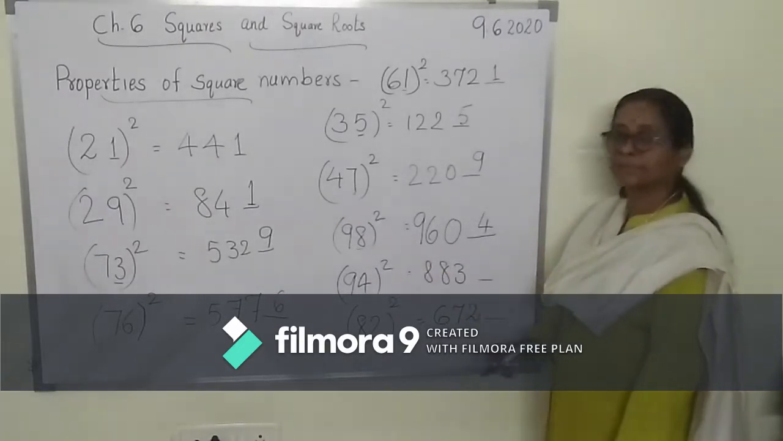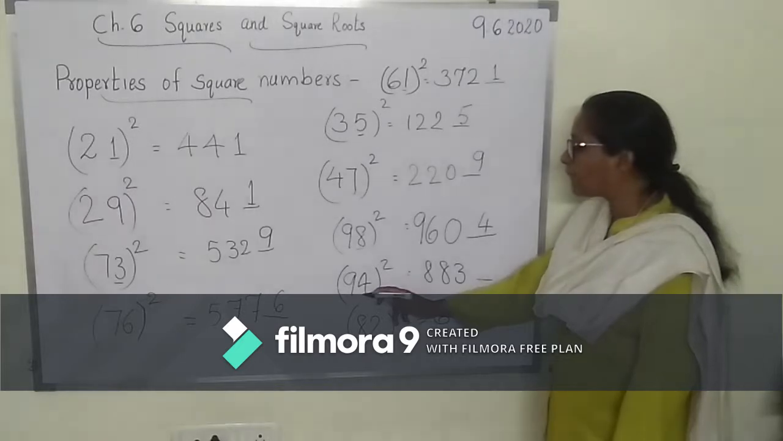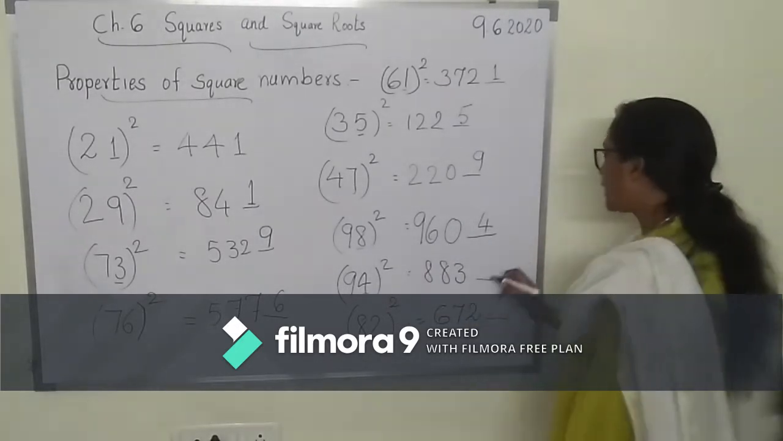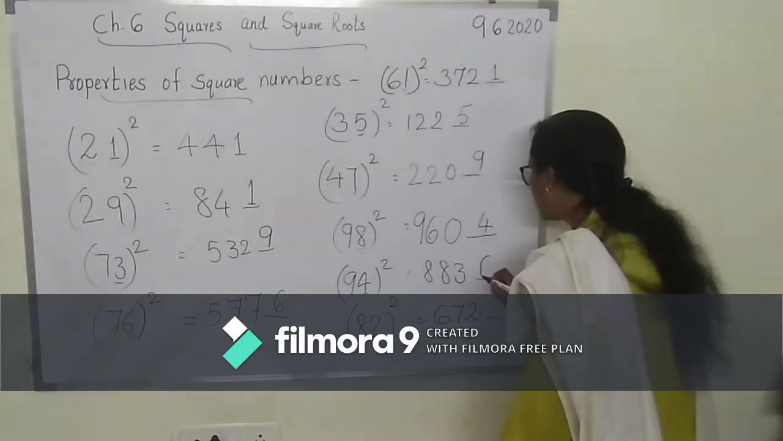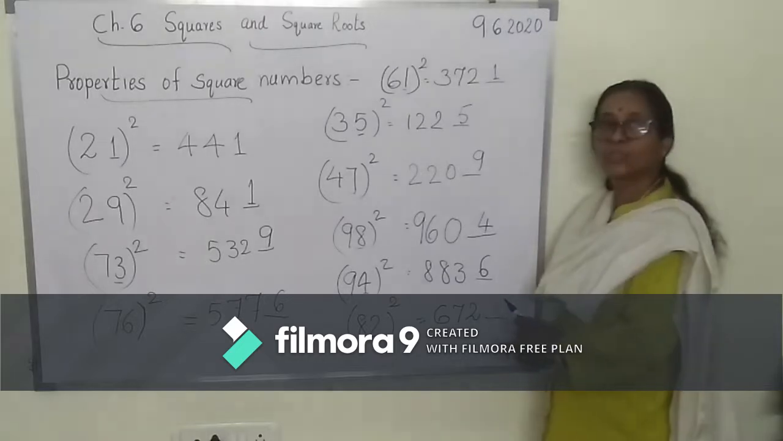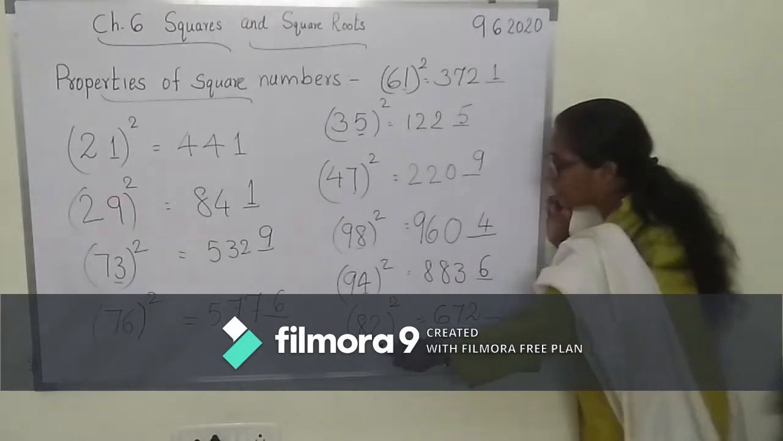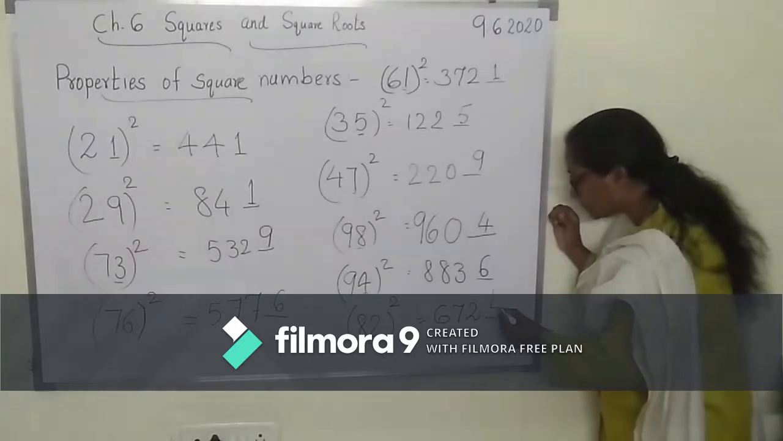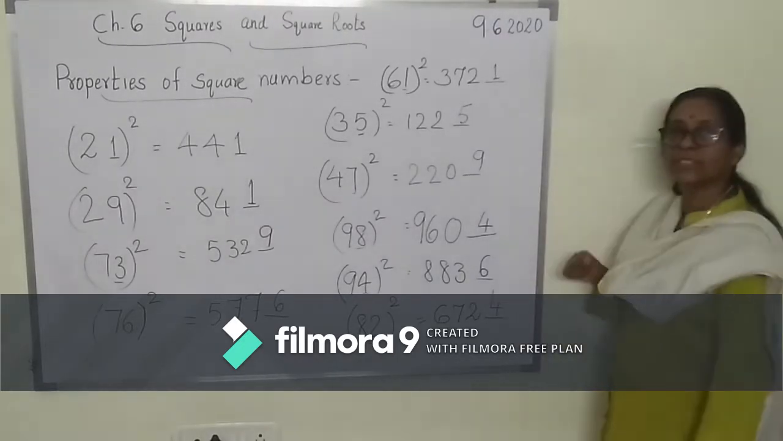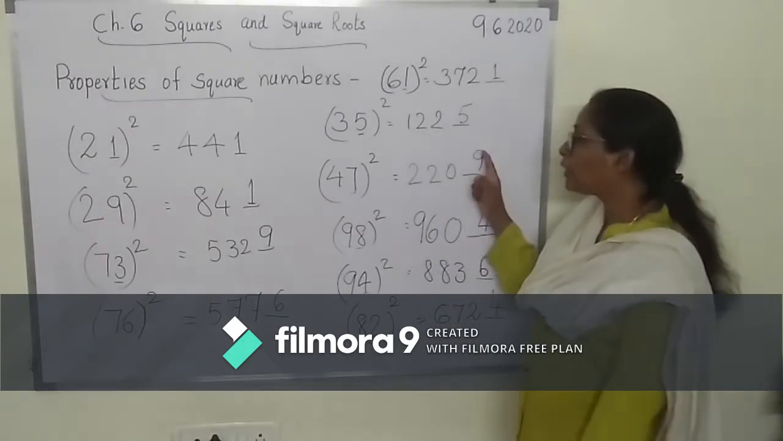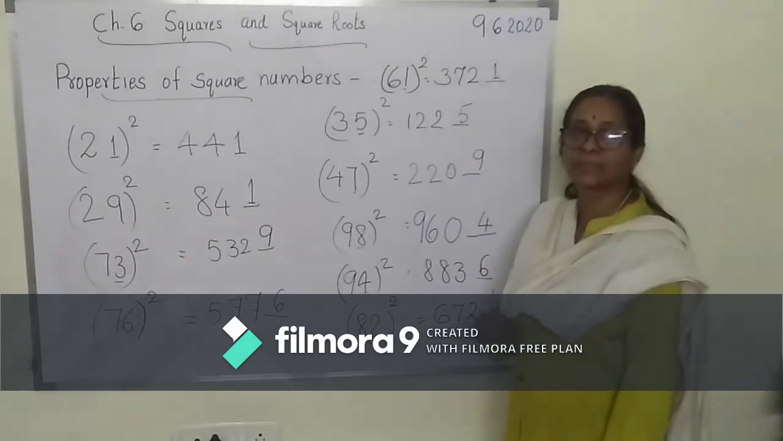94 square. Unit place 4. 4 4s are 16. Again the unit place is 6. And here 82 square. Unit place is 2. 2 2s are 4. So the unit place is 4. Now this is how you have to find the unit place of square numbers.